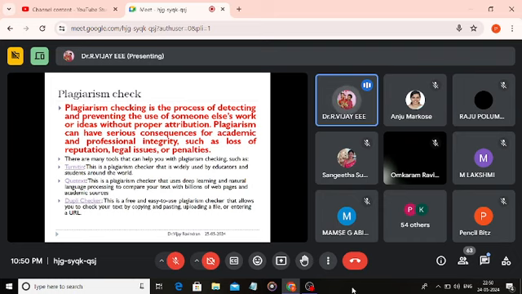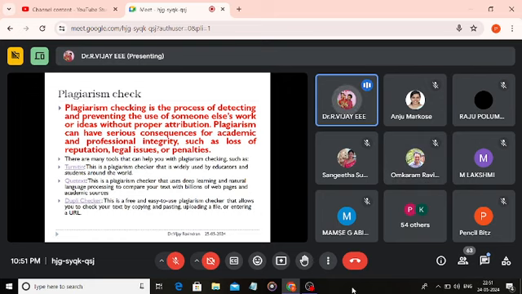So, duplicate checker, I saw some comments in the comment section. Duplicate checker is good, but it is not 100% authentic as Turnitin is, as a plagiarism checking tool.